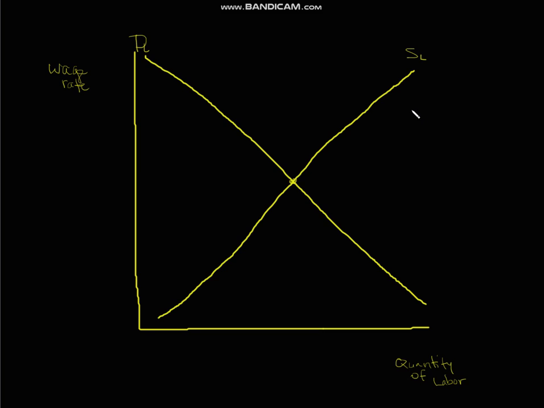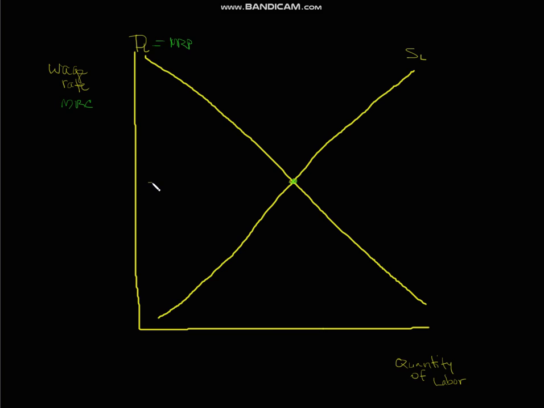Okay, now we need to take a look at what is going to happen when you have a union in a perfectly competitive labor market. And remember here that demand is equal to our MRP, and our wage rate is going to be actually equal to our MRC. Let me switch over here to yellow. So here is equilibrium in this market.